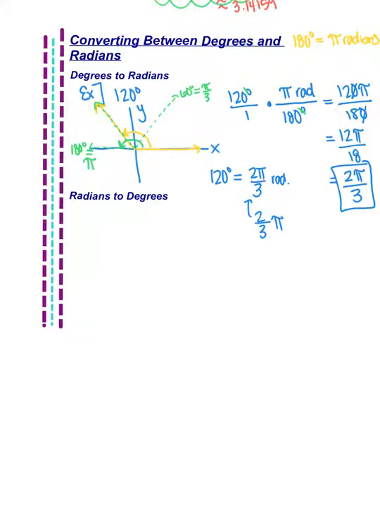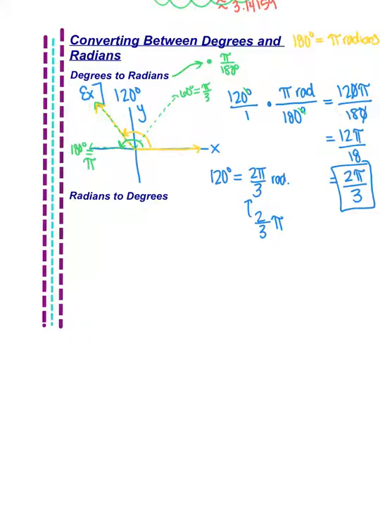So you can see how this is really nice. But if you're looking for just an algorithm to follow to convert degrees to radians, you're going to take your degrees and multiply by pi over 180 degrees. The degrees will cancel and you'll simplify to get your radian measure.